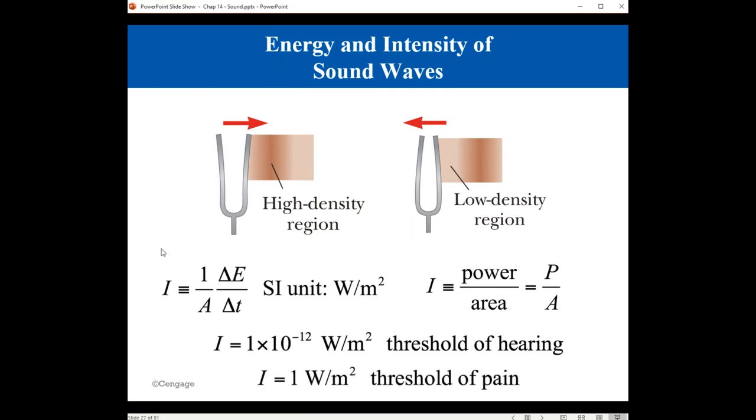On the other hand, if the intensity is high, like 1 watt per square meter, this is the threshold of pain. That can cause pain to our ears, and it can damage our ears. So there is a range of intensities through which we can hear sound without problems. The range extends between the threshold of hearing, 10 to the minus 12, and the threshold of pain.